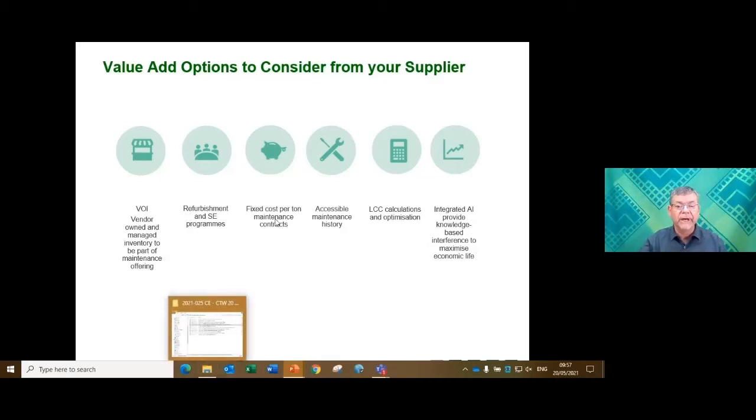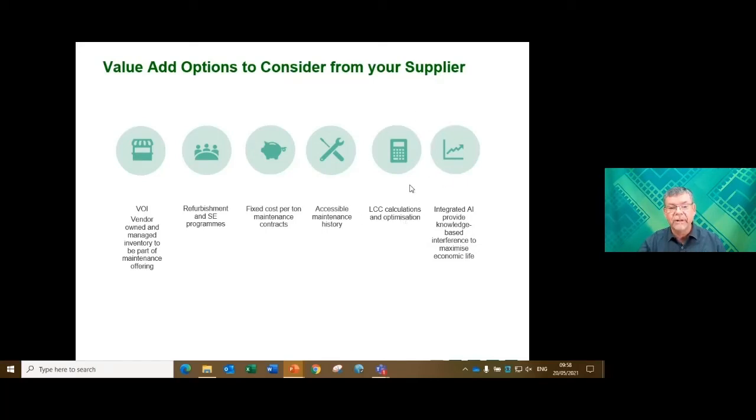Fixed cost per ton maintenance contracts are a very, very powerful tool when you look at value add to your plant. The next element is the accessible maintenance history, and the emphasis here is on accessible. If you mine that data and put it into context, there's a lot to be learned from it. It can be applied going forward into the future with the cost savings applied to that.